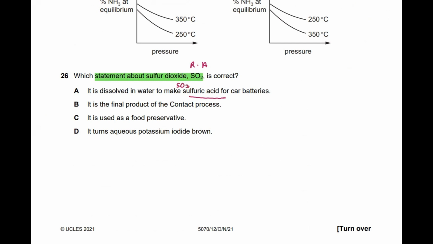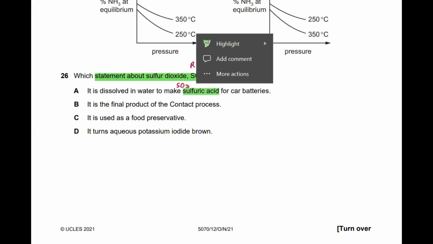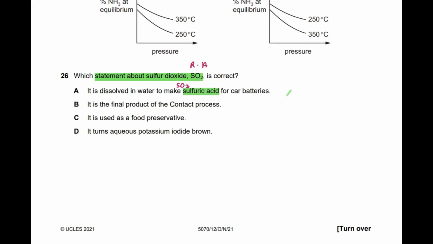It's the sulfur trioxide which dissolves to produce the sulfuric acid, and the sulfuric acid is used in the car batteries. So it's sulfur trioxide, not sulfur dioxide. It is the final product of the contact process. No, it's not a final product of the contact process. Then we have the next.